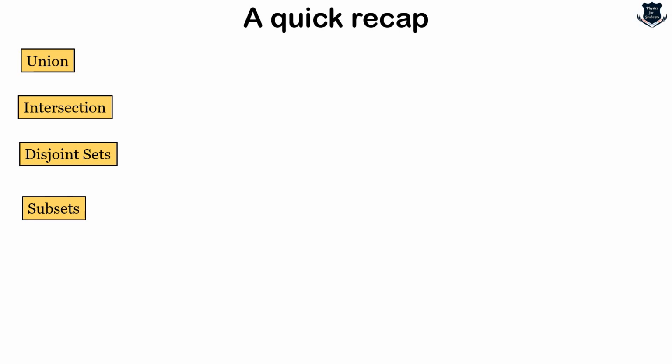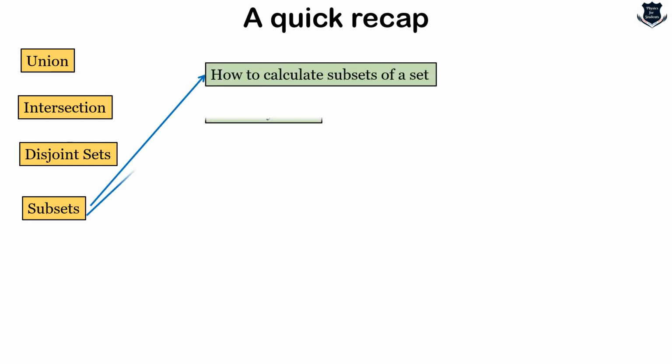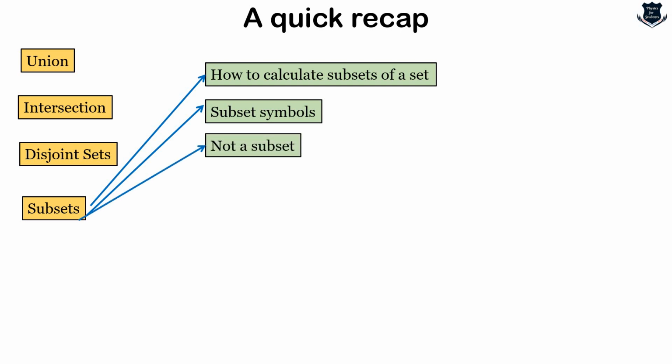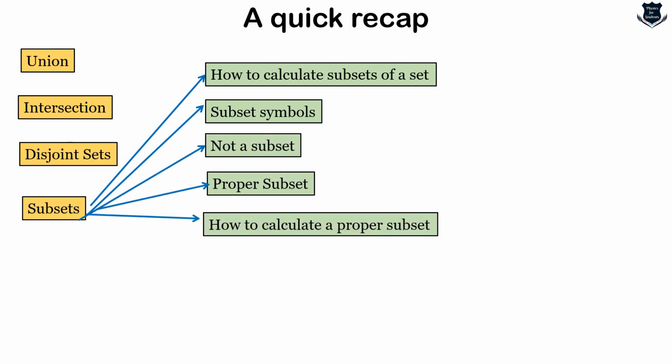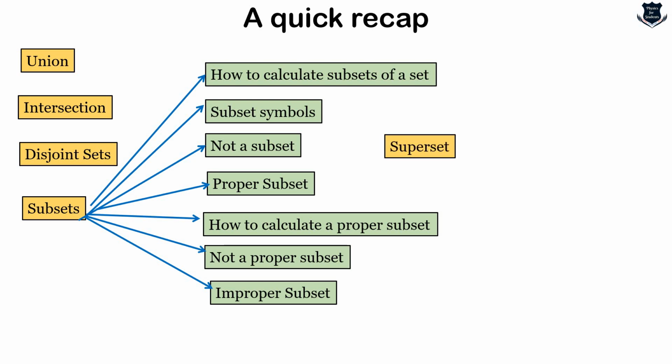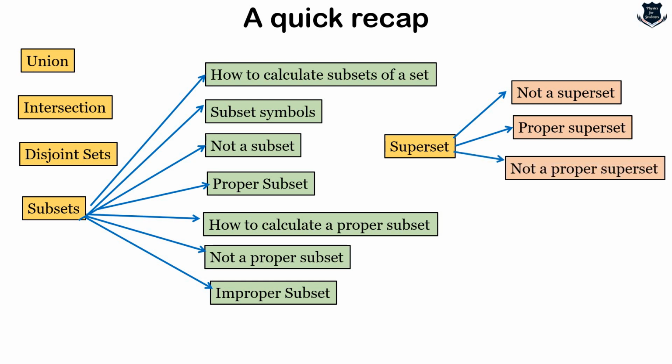We started with understanding what a union is. We gave certain examples, then intersection, disjoint sets, and we started with subsets. We found that subsets have a lot of functionalities and variation. We first saw how to calculate subsets of a set. Then we found the subset symbols, what is not a subset, what is a proper subset, and how to calculate it. We gave examples and looked at the symbols. We also looked at what an improper set is. Then we moved to supersets: the symbols for not a superset, what a proper superset is, what is not a proper superset, and the superset symbols.